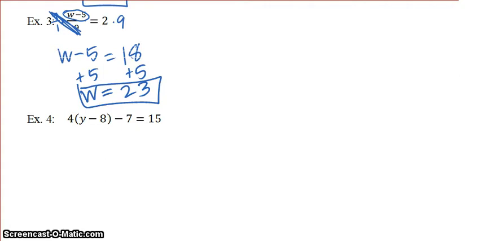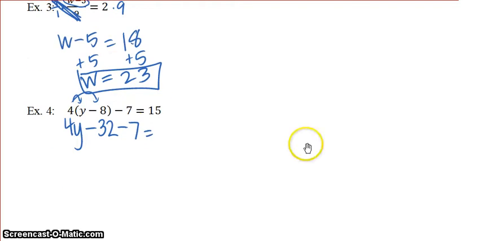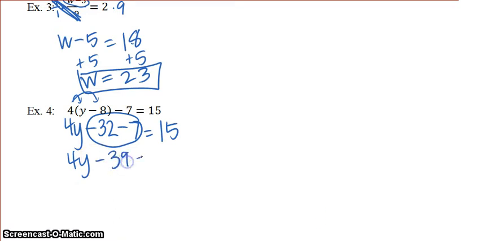Now, there's actually 2 ways to solve this problem. I'm going to show you one way, and then I'm going to show you another way. Okay? So, for the first way I'm going to distribute. So I get 4y, and then 4 times a negative 8 is negative 32, minus 7 equals 15. Okay? So now I'm going to actually combine like terms. If they're on the same side, you're combining them. I'm not adding 32 to both sides because I'm combining these first. So 4y minus 39 equals 15.